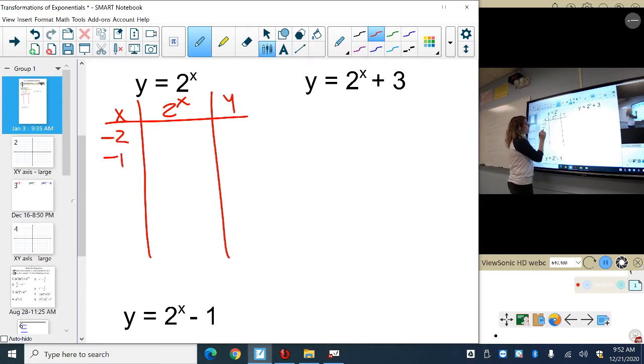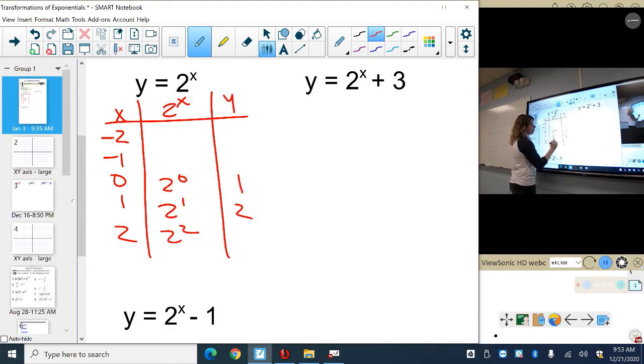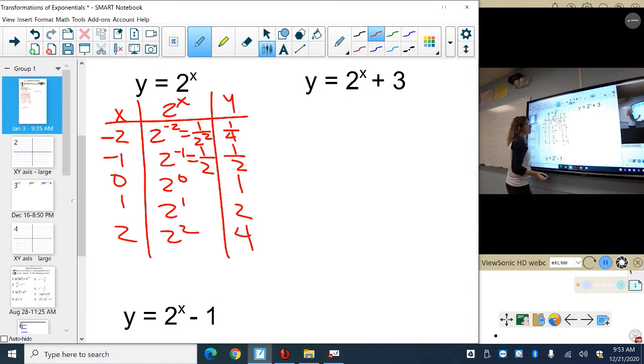And whenever we make an xy table, we choose two negative values, 0 and two positive values. I like to choose the ones closest to 0 because it's easier. And I like to start with 0. 2 to the 0 power is always and forever 1. 2 to the first is 2. 2 squared is 4. These are the numbers our brain can easily calculate. So 2 to the negative 1 becomes a fraction, and that's 1/2. 2 to the negative 2 becomes 1 over 2 squared, which is 1/4.